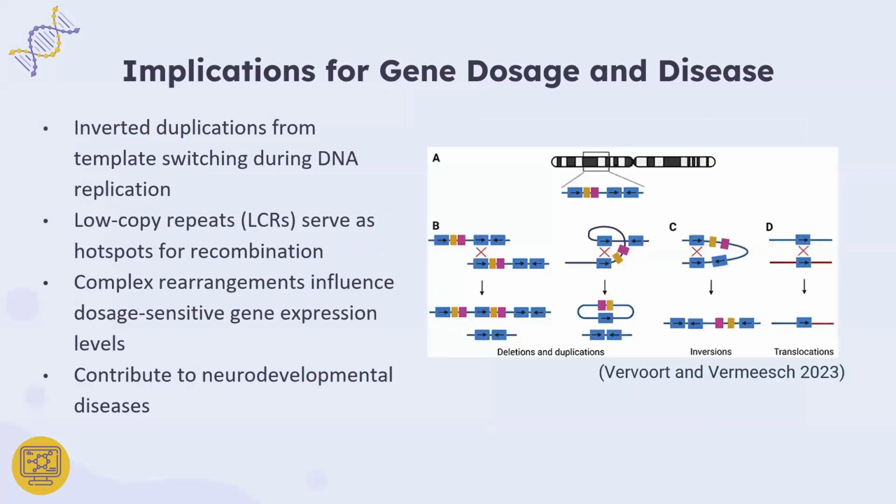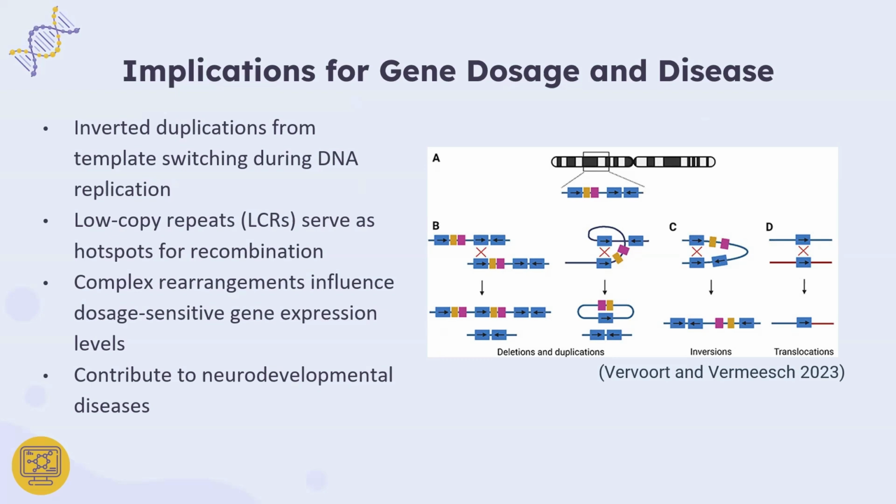For implications of gene dosage and disease, the formation of inverted duplication is primarily attributed to template switching during DNA replication. This phenomenon occurs when the DNA replication machinery inadvertently switches templates, especially at low copy repeats, or LCRs, which serve as hotspots for recombination. LCRs are regions in the genome that consist of repetitive sequences, making them susceptible to errors during replication and recombination.